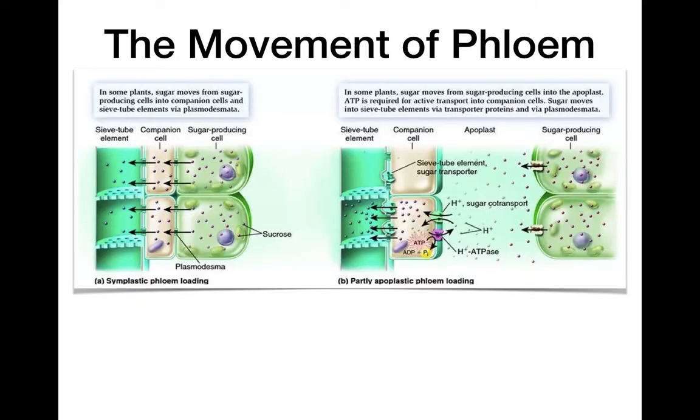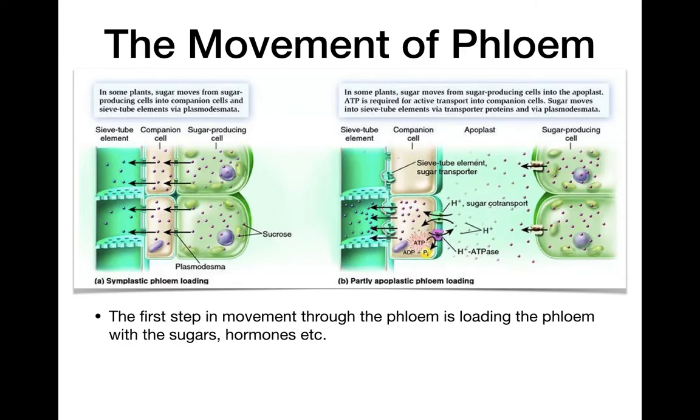Okay, so how does this actually happen? The first step of translocation is we're going to load the phloem with sugar. Here is my source, and it's going to go through the leaves into the companion cell and into the sieve tube element of the phloem through these little lateral channels, which, remember, are called plasmodesmata from last class. It's loading the sugars in here.